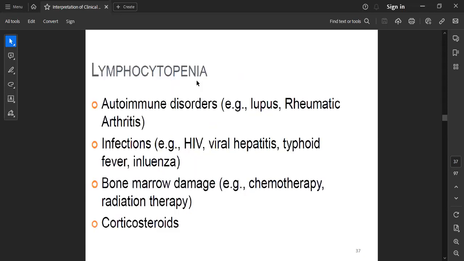Lymphocytopenia is now for lymphocytes. It can be caused by autoimmune disorders, infections, bone marrow damage, corticosteroids. We know steroids are implicated a lot in the reduction of the body's immunity.